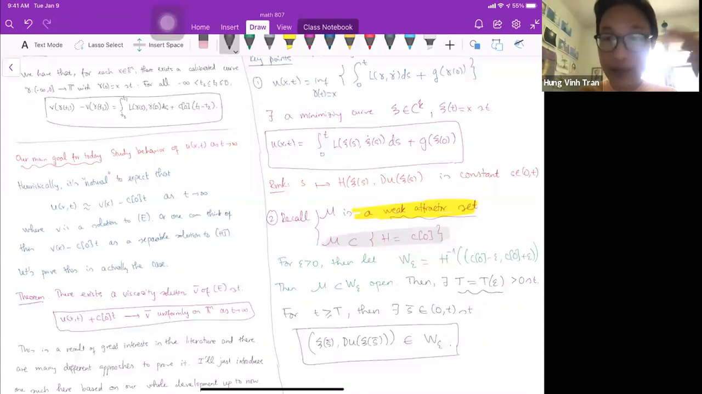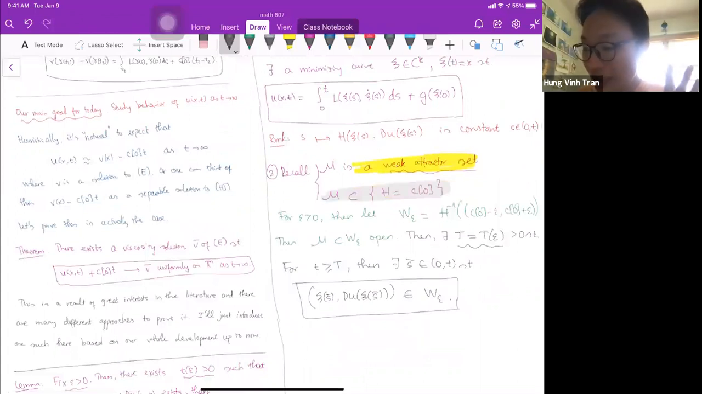And we see that as time gets larger and larger, there should be some point, C(S bar), DU of C(S bar), that is closer to the attractor set, and in this case it's chosen to be W epsilon. If we think about this very carefully, days after days of thinking carefully, from here I can claim right away that we are done. Writing down the proof takes time, but this is the key point.